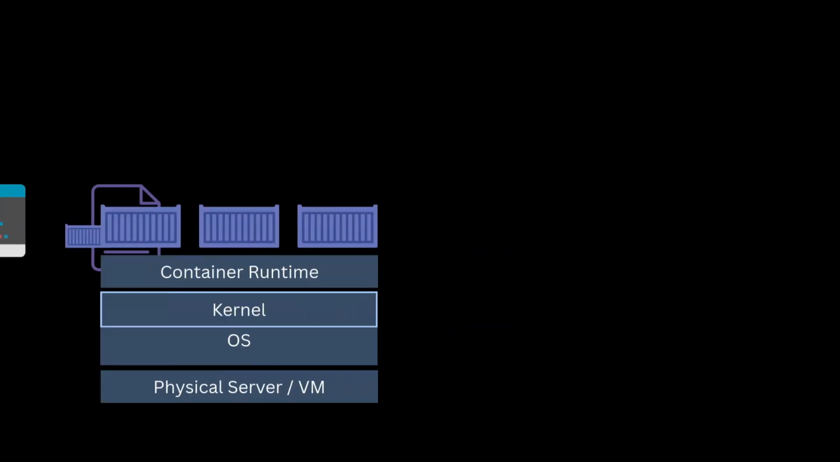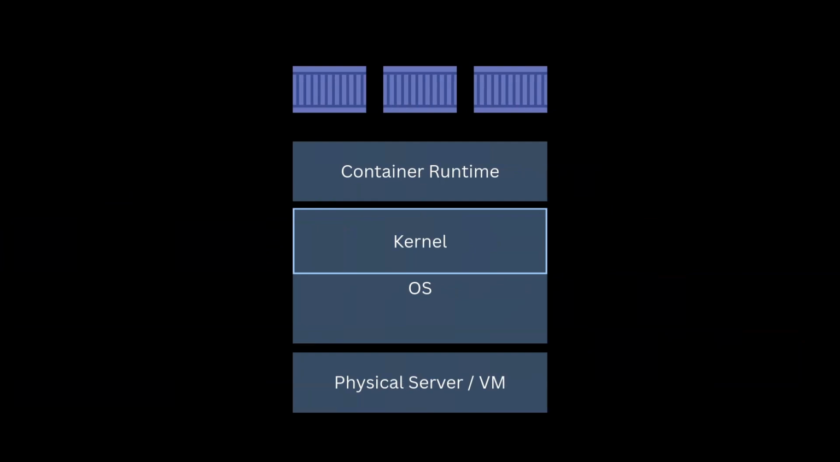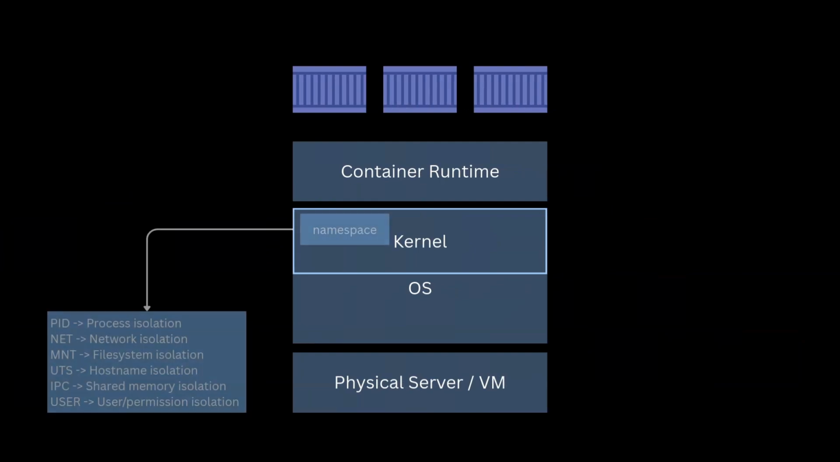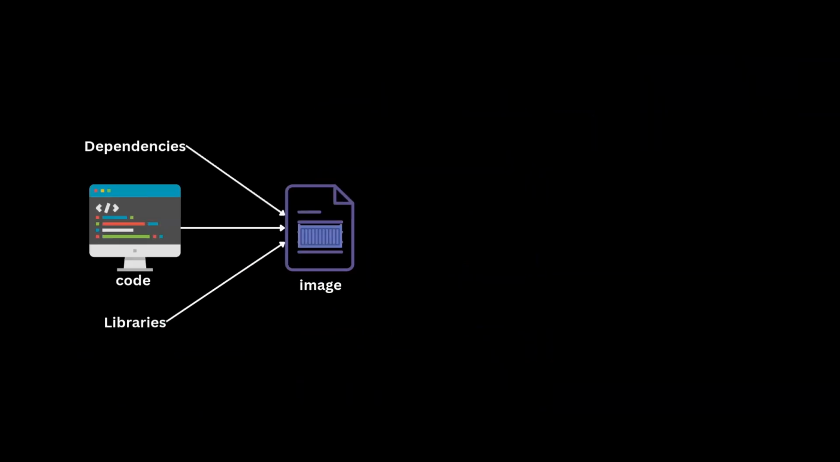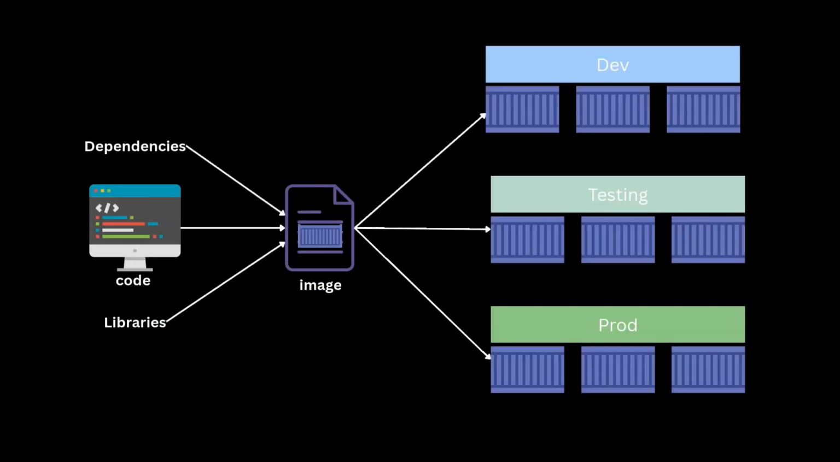Multiple containers share the same host operating system kernel while remaining isolated from one another. Containers use kernel features: namespaces to provide isolation, and cgroups to control and allocate resources such as CPU and memory. With containers, developers can build once and run anywhere, ensuring consistency across development, testing, and production environments.